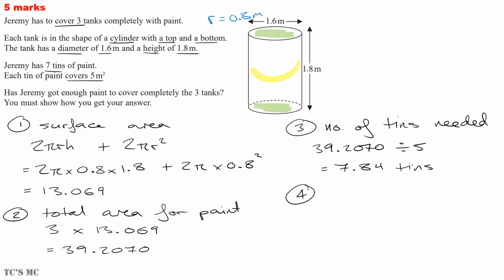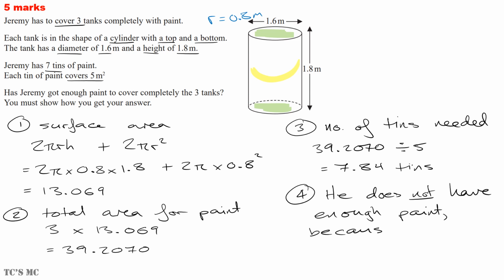For the final mark, I need to justify whether or not Jeremy has enough paint. He does not have enough paint. We now need to justify this. So we will write because 7 is less than 7.84. And now we have our 5th and final mark.